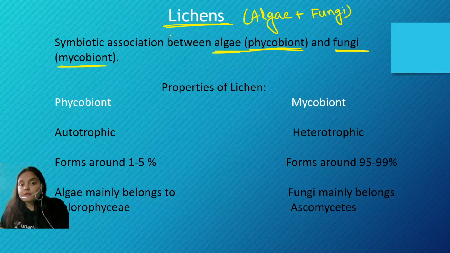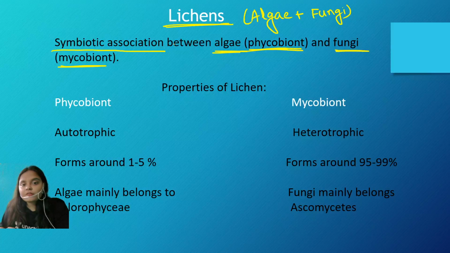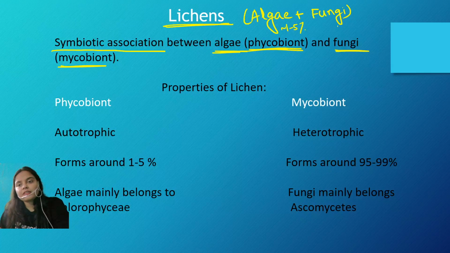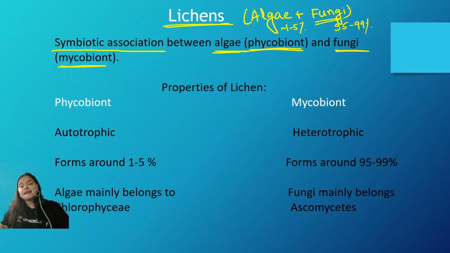So it is a symbiotic relationship where algae and fungi both combine together. Although algae forms approximately only 1 to 5% component of the lichen, whereas 95 to 99% component of the lichen is formed by the fungal part. Both the components have their individual roles to play. Come on, let's check the roles.